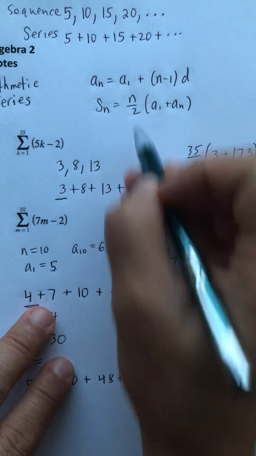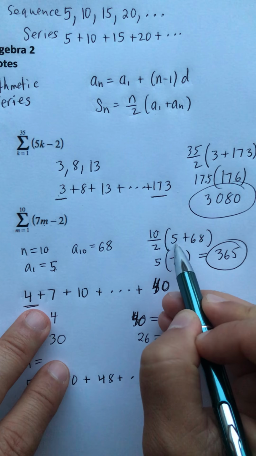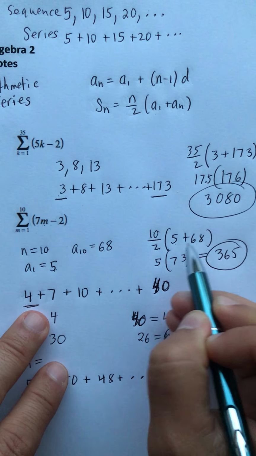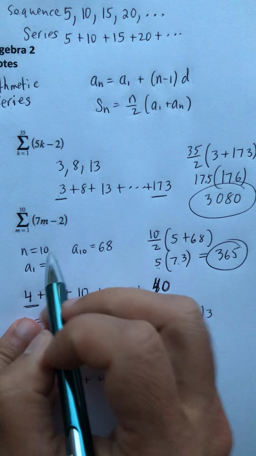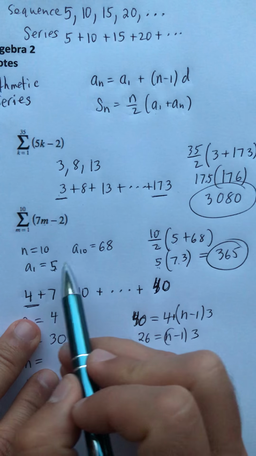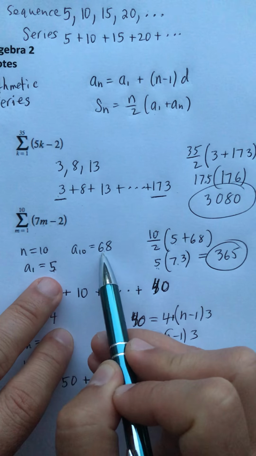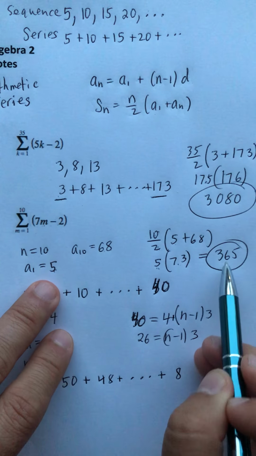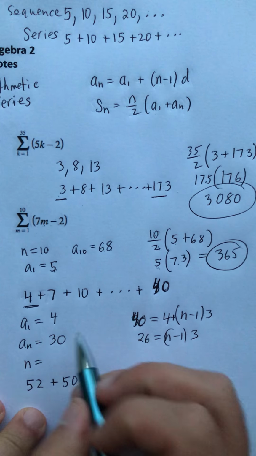So, following the formula, I take the number of terms divided by 2, and then I add the first term plus the last term. Well, 5 and 68 is 73. 10 divided by 2 is 5. 5 times 73 is 365. So the sum of the 10 terms of this sequence, starting with 5 and ending with 68, these 2 plus 8 more numbers, adding them together, I get a total of 365. Okay?